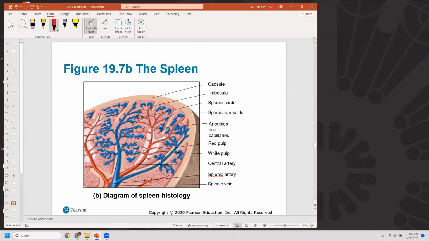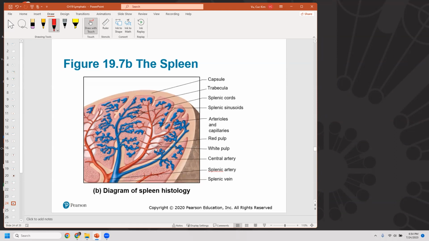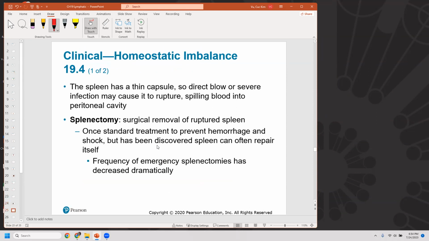Okay. All right, so that's what we just talked about here, where you have the red pulp, and then you have the white pulp. Some conditions, the spleen can get damaged, it can rupture, or it can get trauma to it, in which case you'd have to do a splenectomy. Can you survive without a spleen?